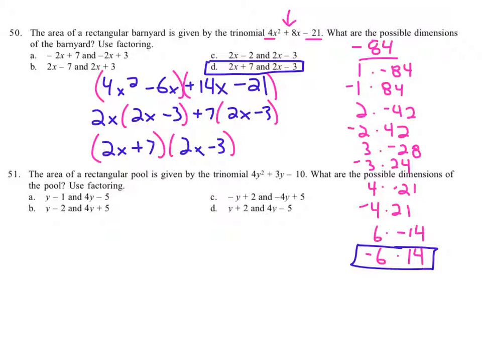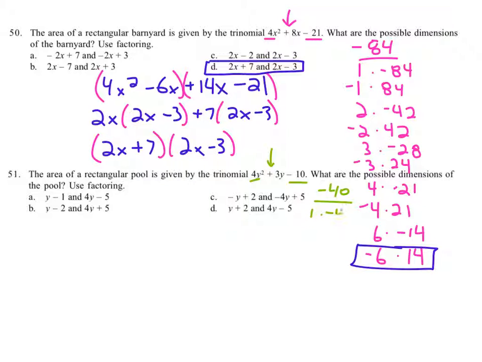All right, and let's do that again for number 51. We're going to take the leading coefficient of 4, from 4y squared, and the constant of negative 10. They multiply to be negative 40, so that's what I'm going to list the factors of. What we're trying to get is 3 here, so we're going to get two numbers that are fairly close together, but let's list them out.